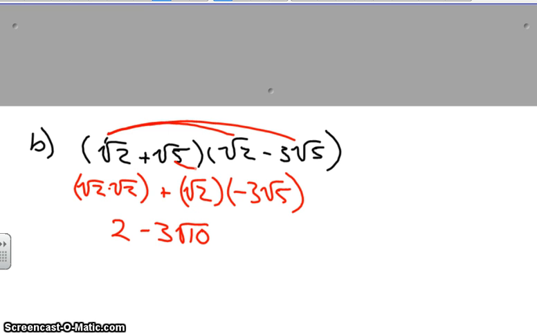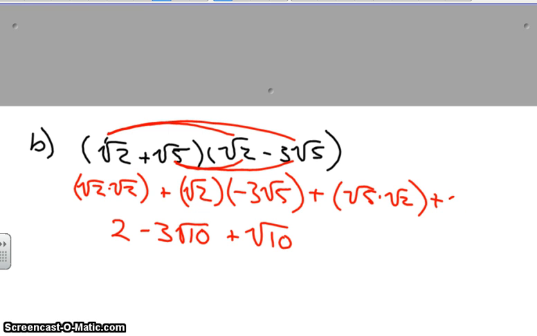Now we're going to do the next: square root of 5 times the square root of 2. We can write it like this if you wanted to expand it. But most people don't want to do all this writing, but what is the square root of 5 times the square root of 2? Square root of 10. Good. And then the last terms give us the square root of 5 times -3 square root of 5.